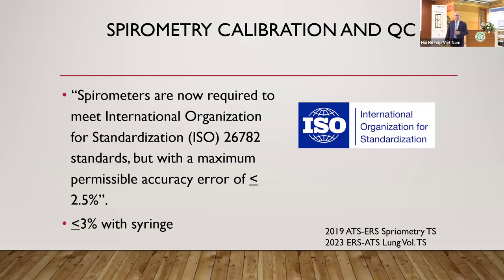As far as the flow sensor itself, it needs to meet the ISO standard that's described in the spirometry standard. And so that means it needs to be accurate within 3% using a 3-liter syringe.